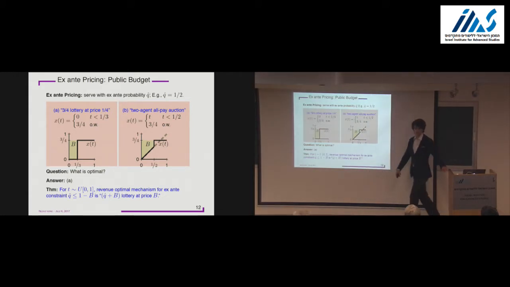And you're telling us the two-agent one now. It's actually a one-agent. So I wanted another allocation rule to show you, an example of something that wasn't optimal. So where did I get one? I said, well, if I want to sell with ex-ante probability of a half, I just run a two-player symmetric auction. Each player wins with probability a half, and so I look at that allocation rule, and that's this.